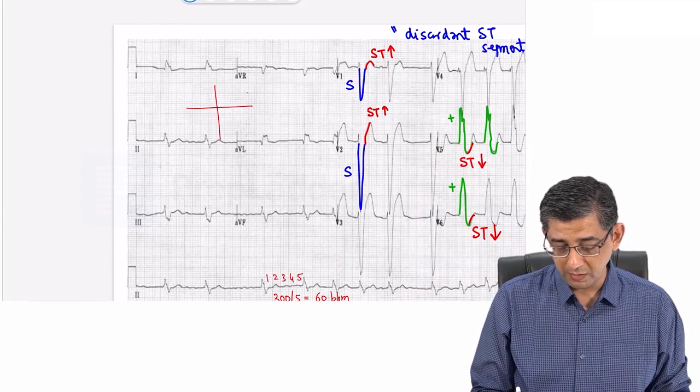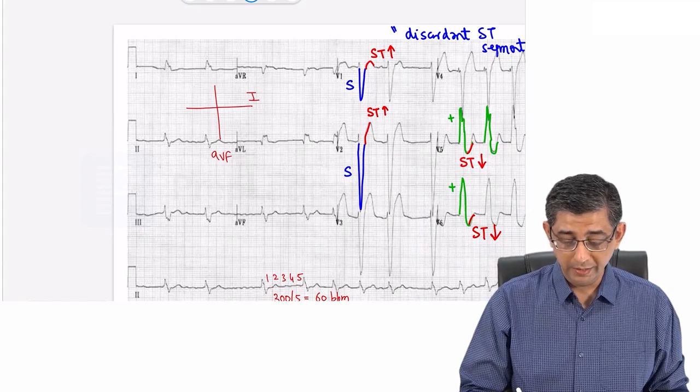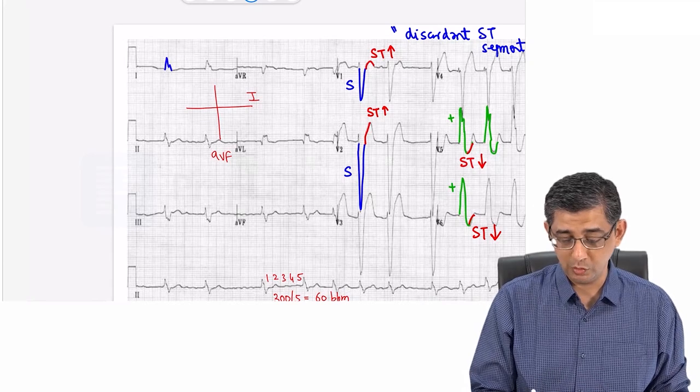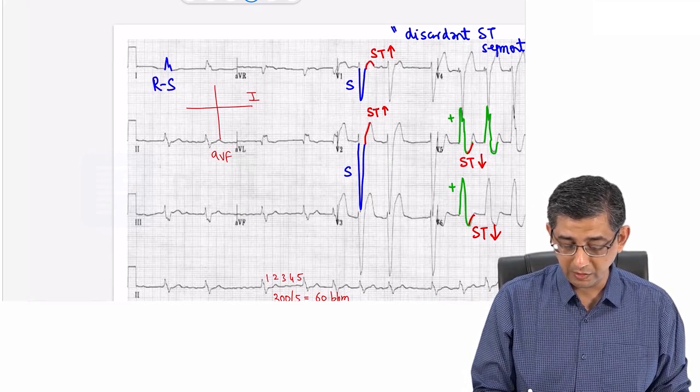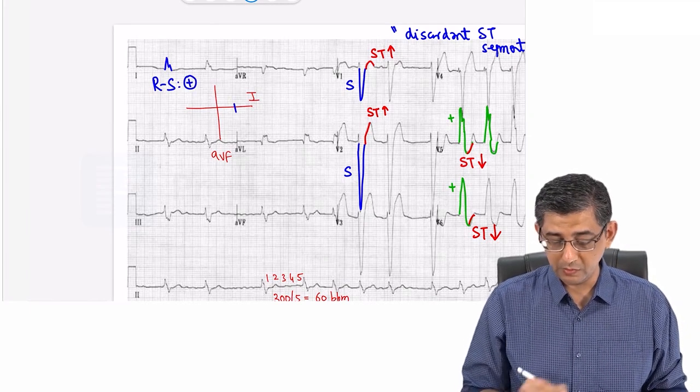So this is lead 1. This is lead number AVF. Let's see what's going on. In lead number 1, R is definitely positive, hardly any S is seen. So the result of lead number 1 vector analysis, R minus S, will be positive. I've just plotted that also.